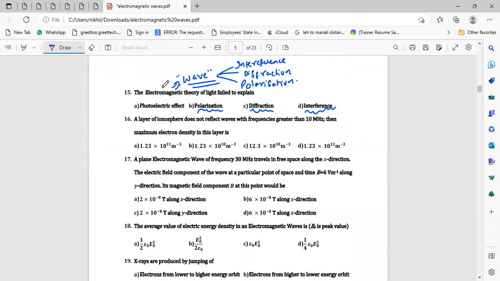But this electromagnetic wave theory fails to explain the photoelectric effect, because you know that the photoelectric effect is going to be a particle nature. Since it is a particle nature, wave theory cannot explain the concept of the photoelectric effect.